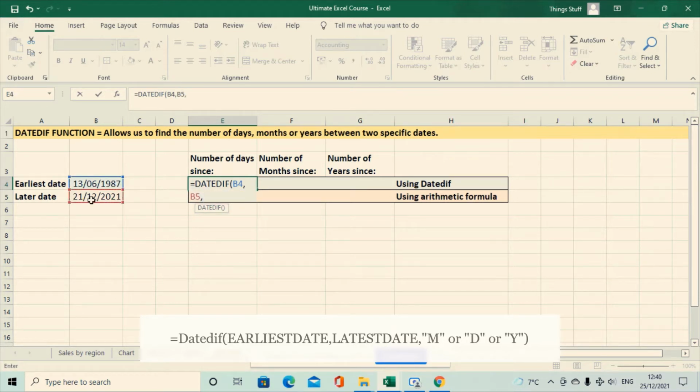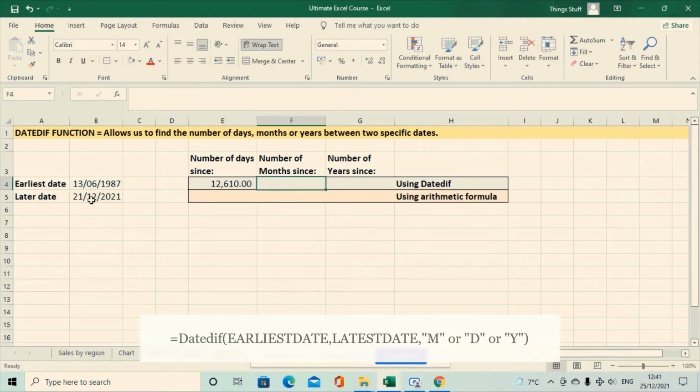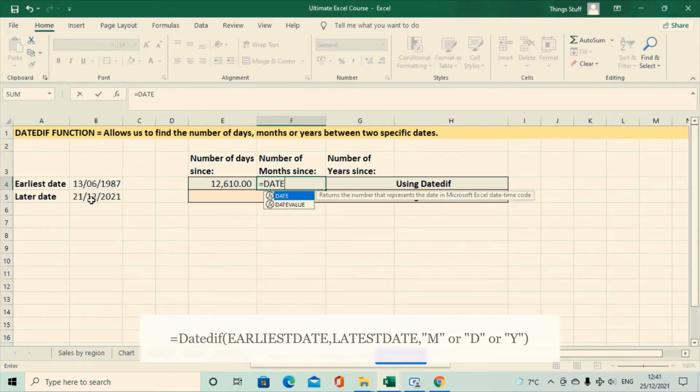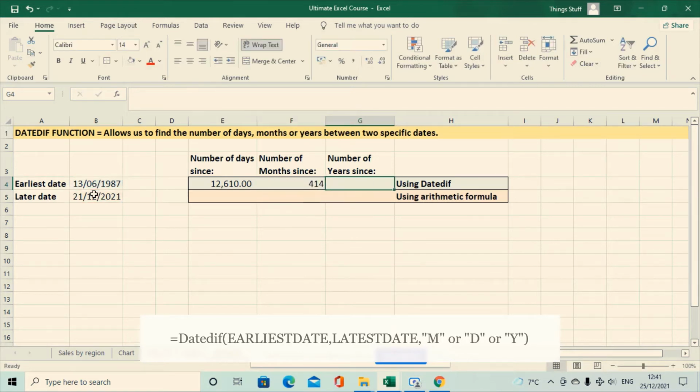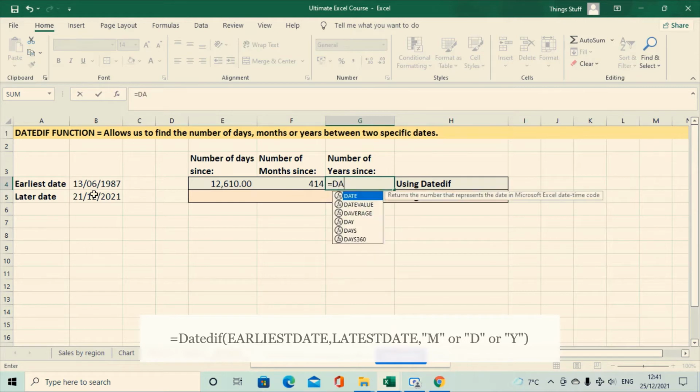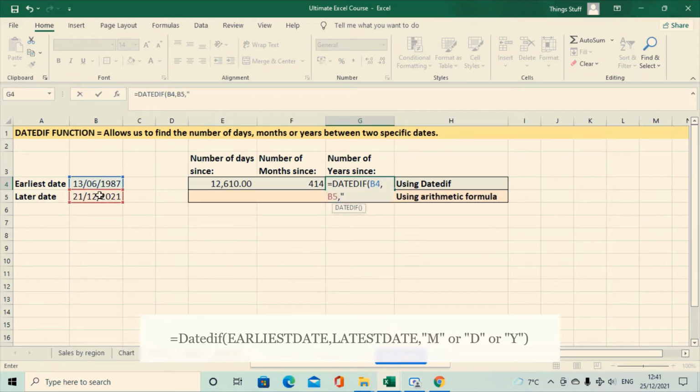latest date, quotation marks, D for days. Same thing for months. DATEDIF, earliest, latest, M for month, close parentheses, and same process: DATEDIF, earliest, latest, open parentheses, open quotations, Y for year, close parentheses.